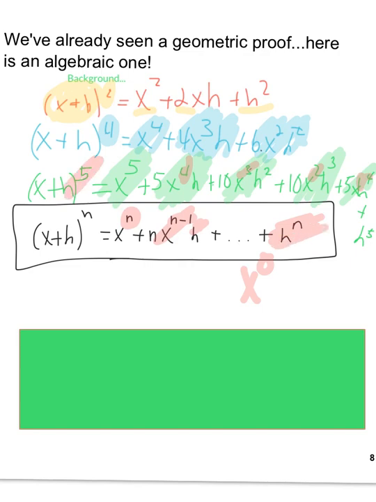Like this was a binomial to the 5th power. So we see x to the 5th, the 4th, the 3rd, the 2nd, the 1st, and then here it's technically x to the 0th power. And we see that backwards with the h's. Right here, technically, is h to the 0 power. And then we can obviously see h to the 1st, h to the 2nd, h to the 3rd, h to the 4th, h to the 5th.